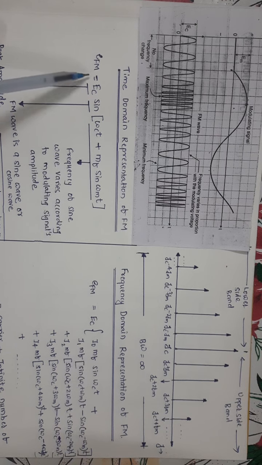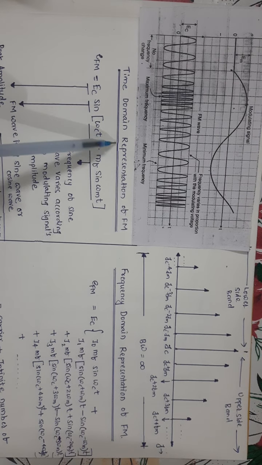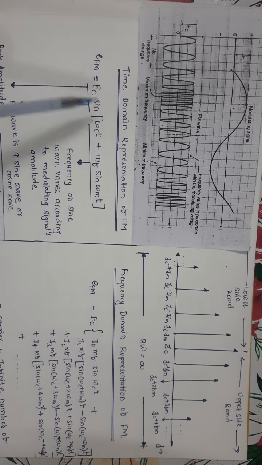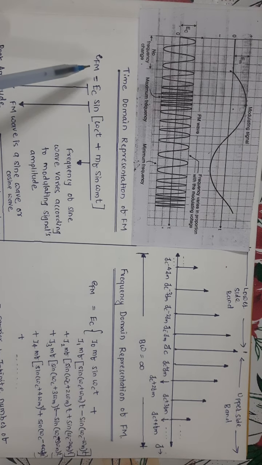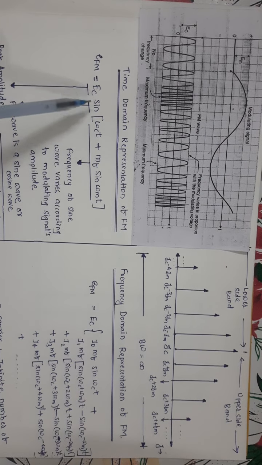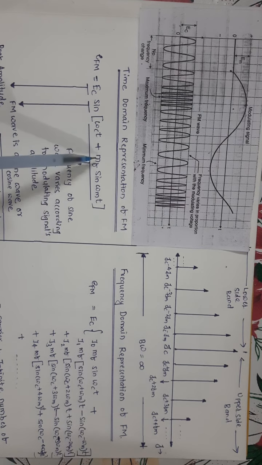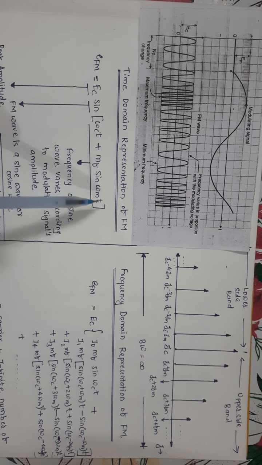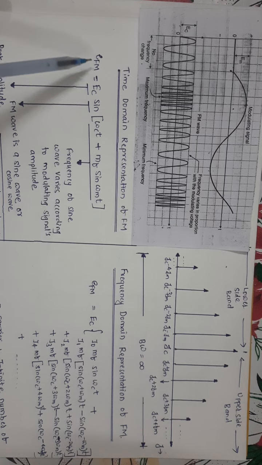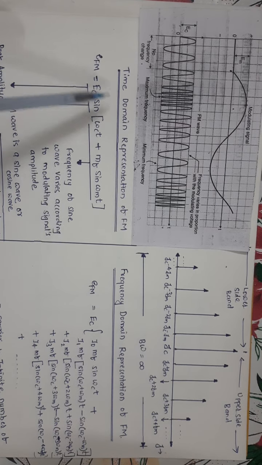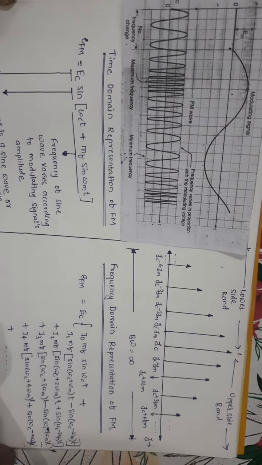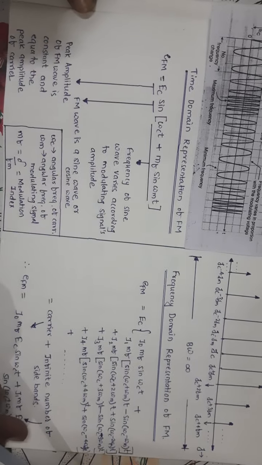So you are observing a mathematical statement for the time domain representation of FM. e_FM is equal to E_c sin(ω_c t + m_f sin ω_m t). Now e_FM is nothing but the mathematical representation in the time domain of FM. Now let us have a look at the terms one by one.